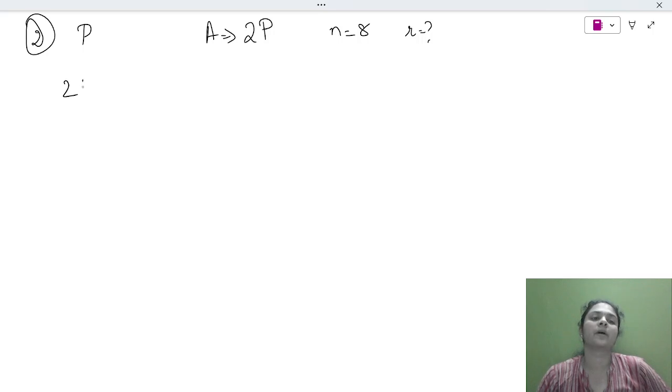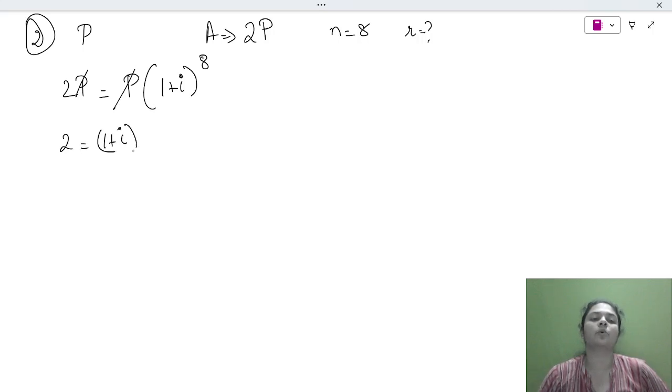So 2P is equal to, amount is equal to P into 1 plus I, where I is not known, the whole power 8. So P and P can cancel. 2 is equal to 1 plus I the whole power 8.